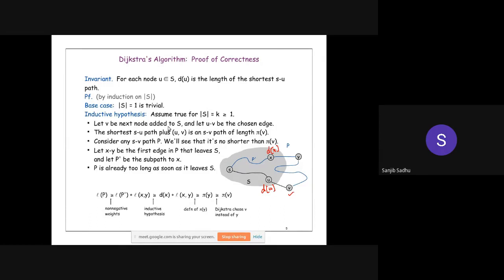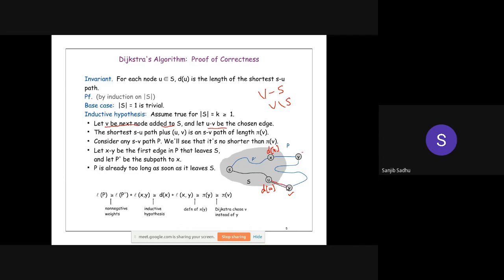Now let V be the next vertex, this one. V is the next node added to S. By Dijkstra's algorithm, we are adding V. Why are we adding V? Because dV is the minimum among all other nodes from V minus S. You can write it in this way also. V minus S is a set of nodes, and from V minus S there is Y, V, and others are also there. Now from that we are choosing V. So V is the next node added to S, and let UV be the chosen edge. I am choosing this edge.